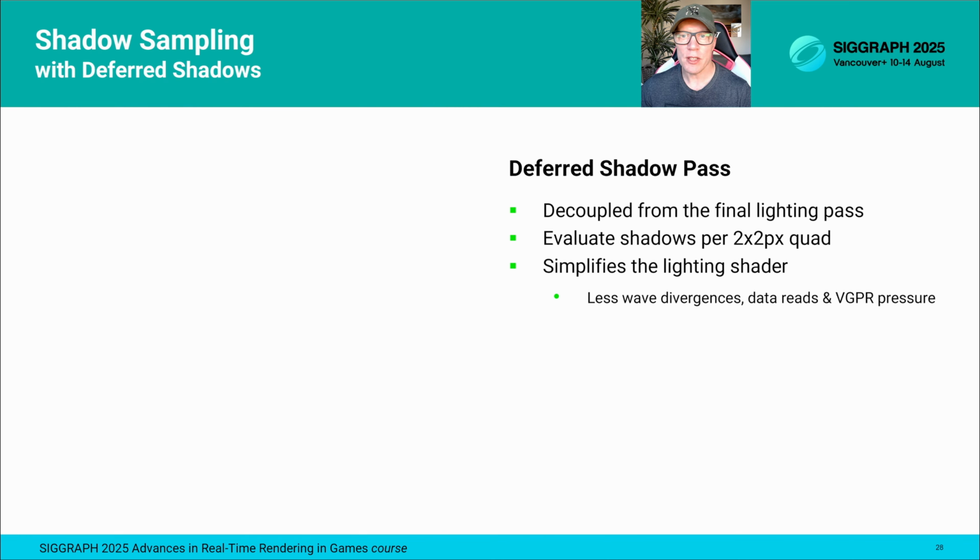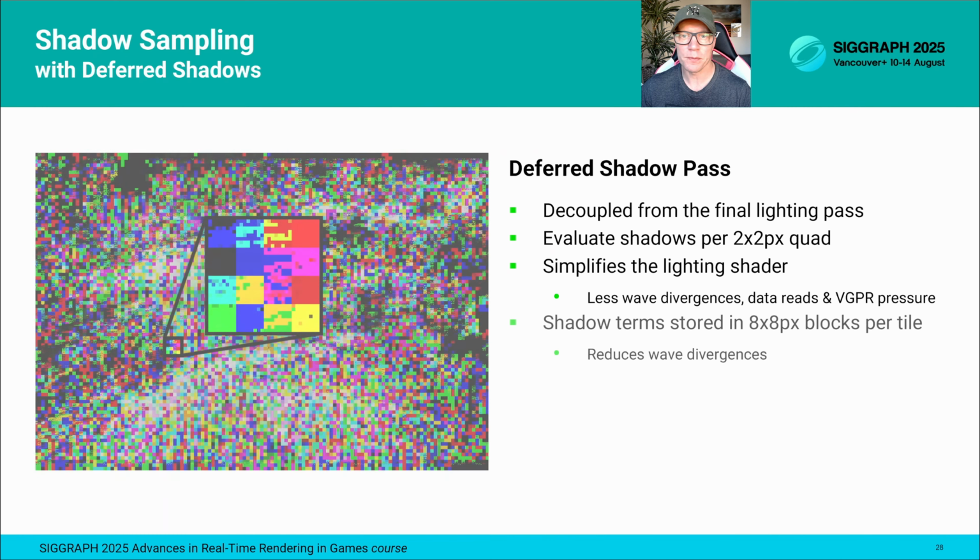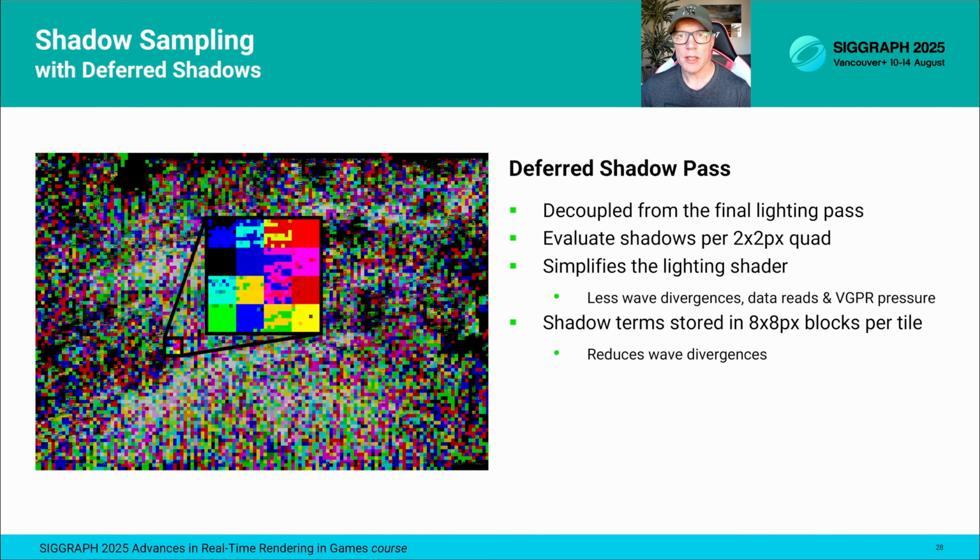The wave divergence, data access, and VGPR pressure are reduced because the light type specific shadow sampling is kept out of the shader. Since the algorithm is implemented entirely in pixel shaders, shadow terms are stored in 8x8 pixel blocks corresponding to the 64 quad samples of the small tile. This organization reduces wave divergences because of how GPUs generally pack pixel shading to waves.